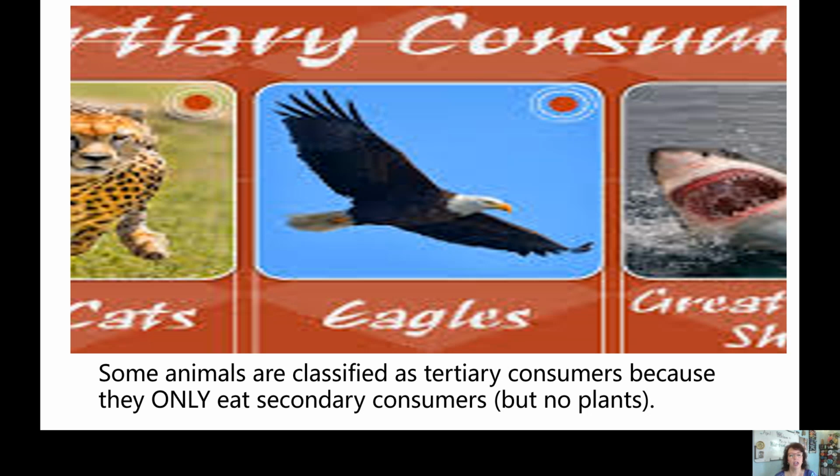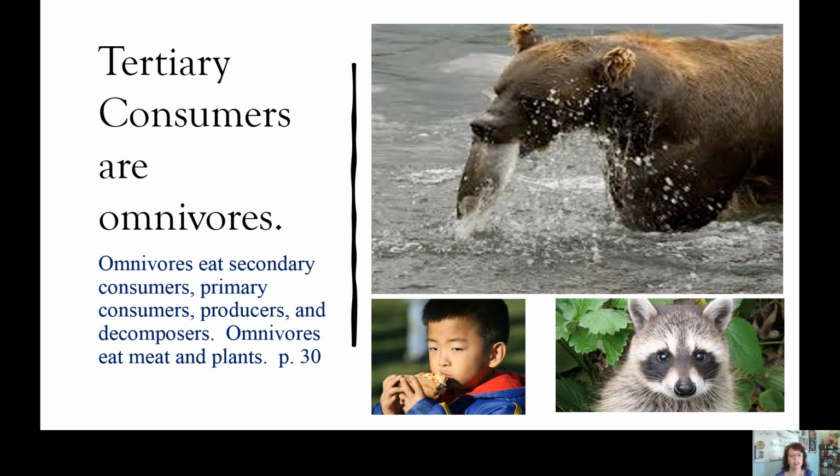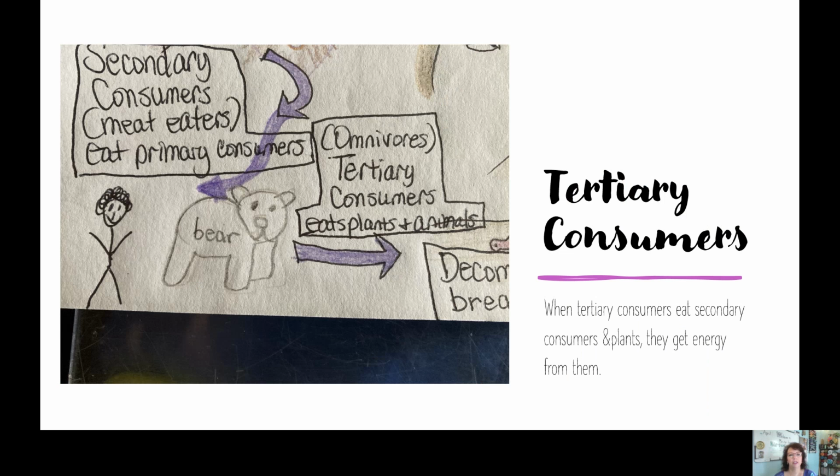But tertiaries are actually classified as omnivores that eat secondary consumers, primary consumers, and producers, and we even eat decomposers. I don't know about you, but mushrooms are one of my very favorite foods to eat. I eat a lot of mushrooms in my life. So there's my awful attempt at drawing a bear and a person.